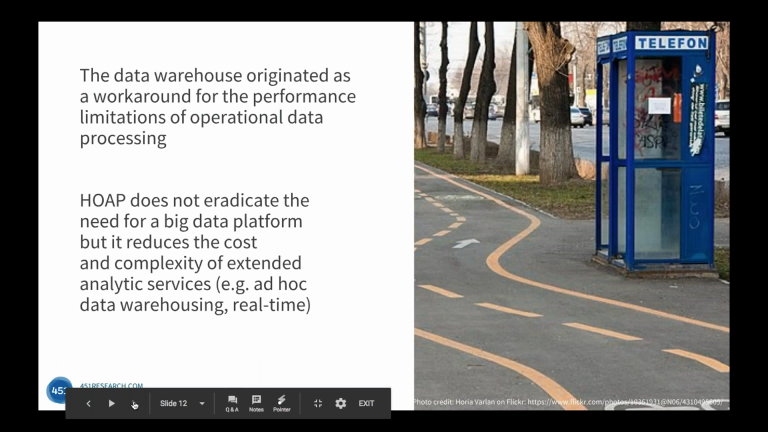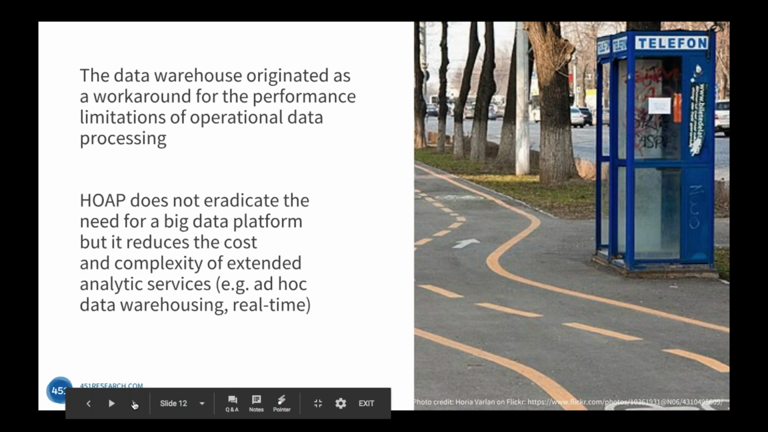Now, one thing just to clarify on that, is because we are talking about operational analytics, but we're not seeing this as a replacement for perhaps the data warehouse or your big data analytics system. There is still a requirement for both.